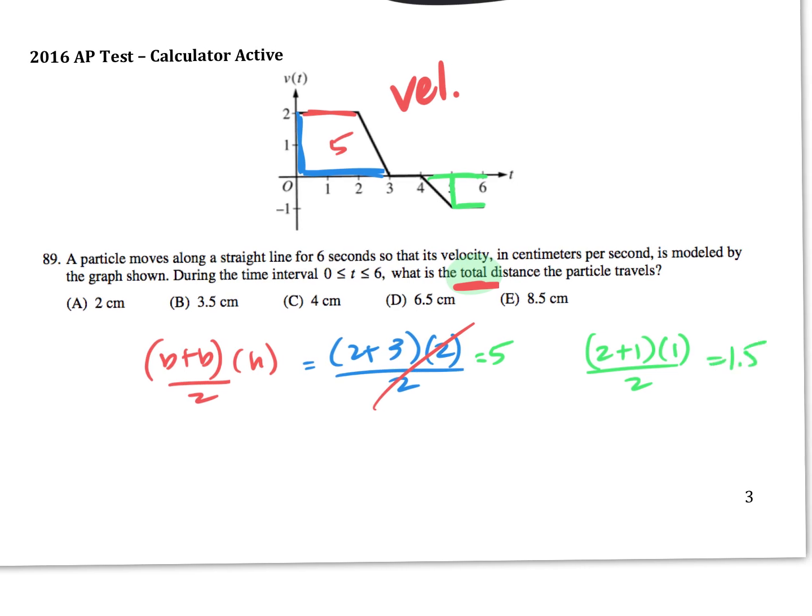So if this just said, what is its final position, we would subtract them and say positive 5 minus 1.5, and we would end up with answer B. That one little word, total distance traveled, is saying I need to take that 5 and add its negative distance, because it went 5 units to the right and 1.5 units to the left for a total distance of 6.5 units.